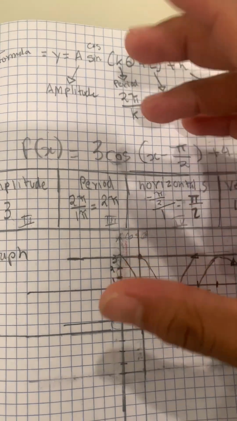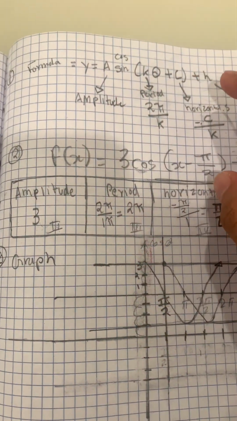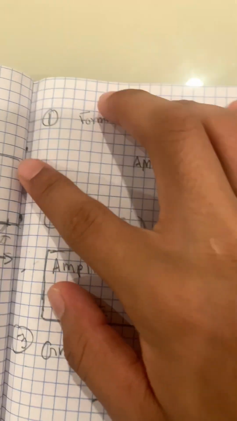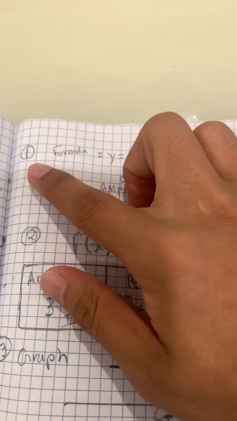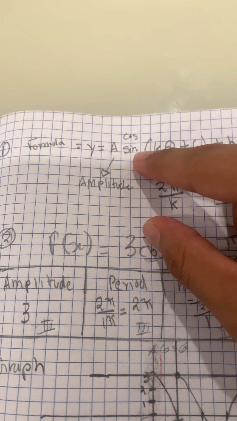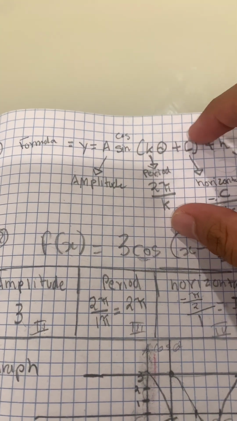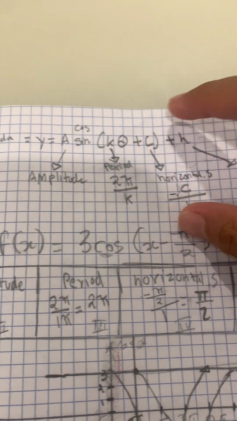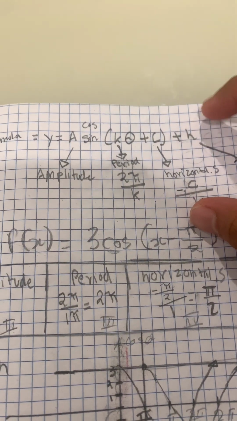So today I'm going to teach you guys how to do trigonometric functions. The first step is to write the formula down, which is y equals a sin open bracket k x plus c close bracket plus s.